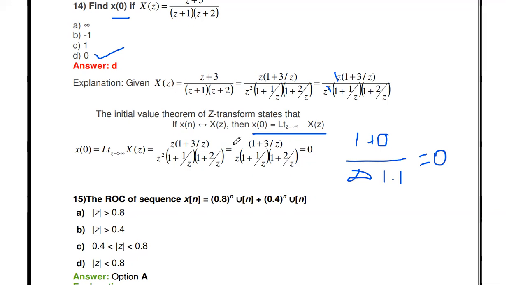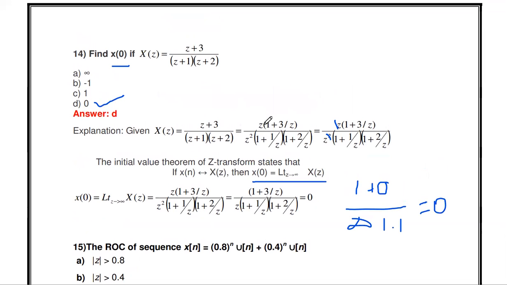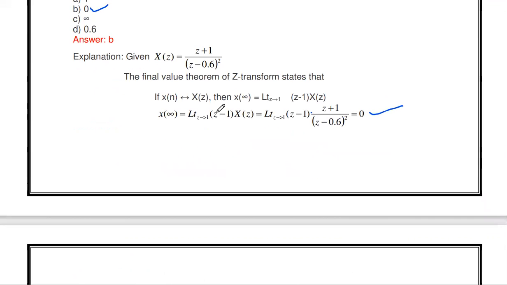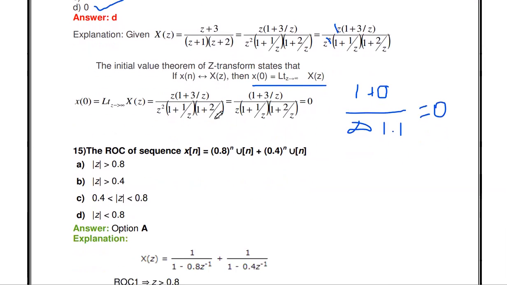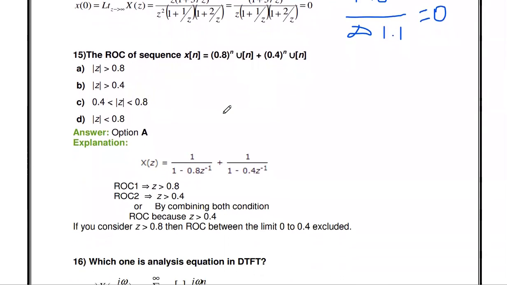D is the answer. So first we have to cancel the Z as much as possible. After that we have to substitute Z is equal to infinity. Similarly, in the previous problem also, you can take any part as common and cancel it. First we have to check, then we have to substitute the limit Z is equal to 1. So this is the initial value theorem, which gives the initial value of the particular signal.